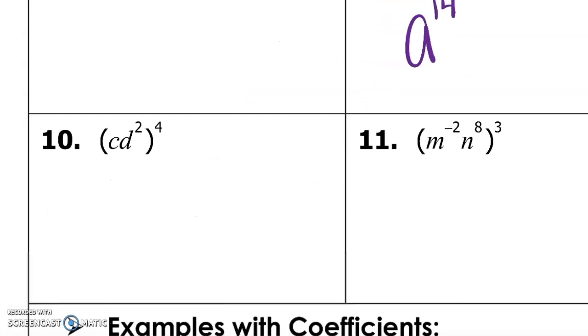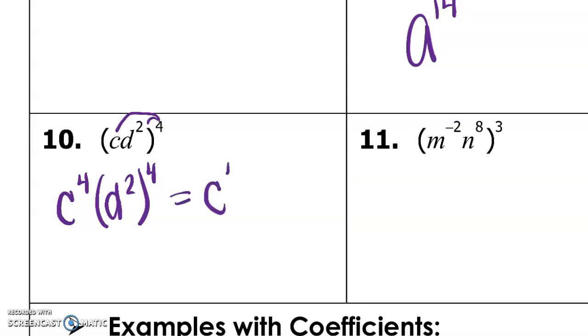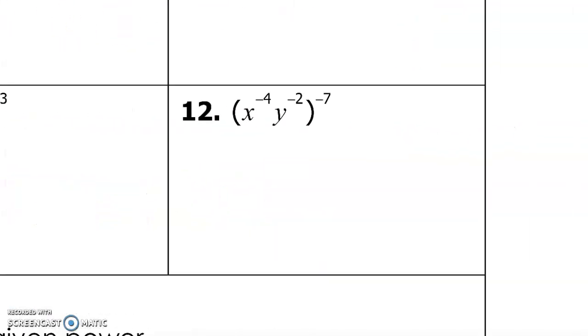For number 10, we have 2 different things. You just do each thing separately. So c to the 4th, I'm going to do this, d squared to the 4th. So we would have c to the 4th, d to the 8th. Okay? If you can just remember to do them each on their own, 4 times 1 gives us 4, 2 times 4 gives us 8. It's just like distributing. So for 12, we multiply x to the positive 28, y to the positive 14.